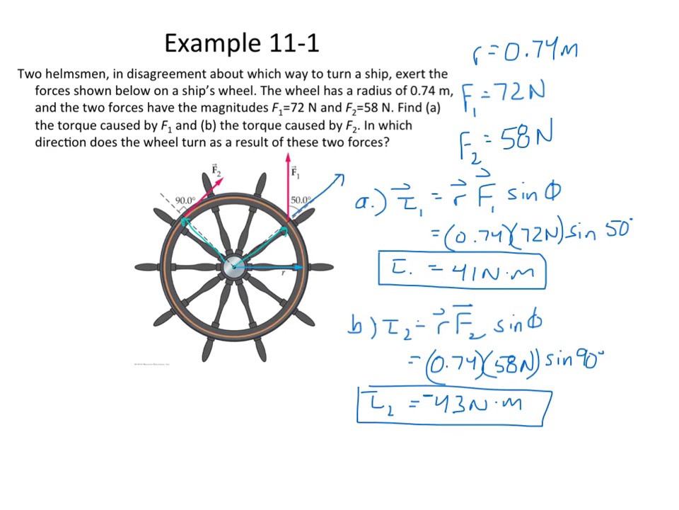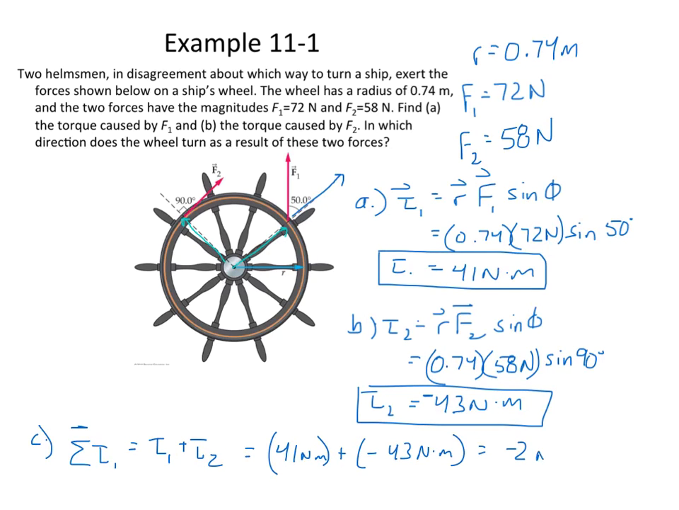So, who's going to win? Well, helmsman 2, right? He's applying a greater torque. So I'm going to just call this part C, even though it's not labeled like that. We're going to write this as net torque, right? That's going to be torque 1 plus torque 2 plus any other torque. Just like net force is the sum of all the forces, net torque is the sum of all the torques. So that's going to be 41 Newton meters plus negative 43 Newton meters. I think we can do that in our head. That's a net torque or total torque of negative 2 Newton meters.